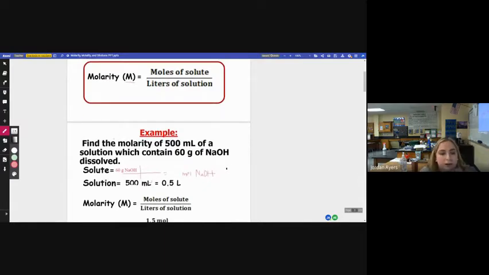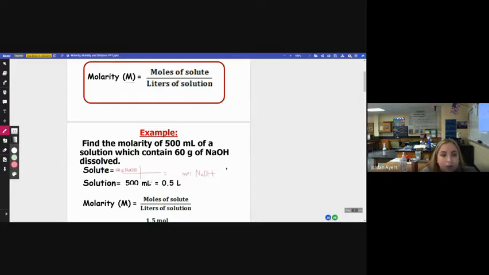So for our first example, we're going to find the molarity of a 500 mL solution, which contains 60 grams of NaOH. So up here, I just want to see, first of all, NaOH dissolved. That means it's a solute if it's being dissolved. If we look up here, it says moles of solute, not grams. So we definitely know we're going to need to do a conversion of grams to moles. And then we're also going to go from milliliters to liters because it is in liters of solution that we need.